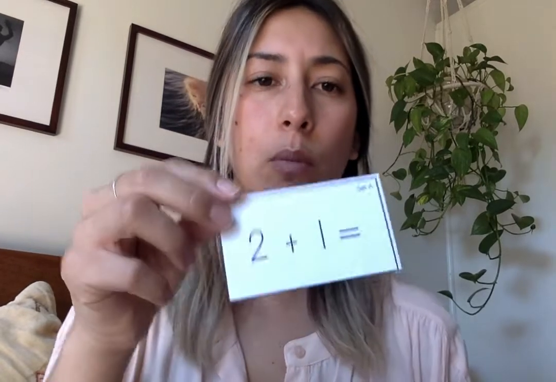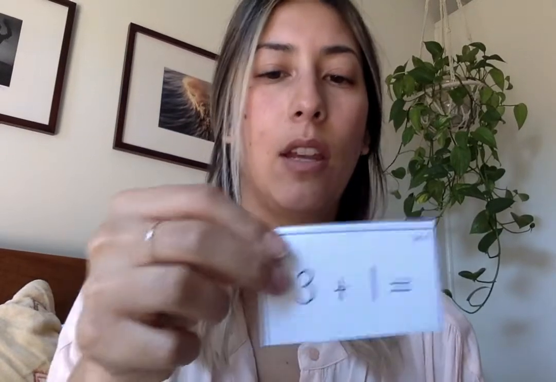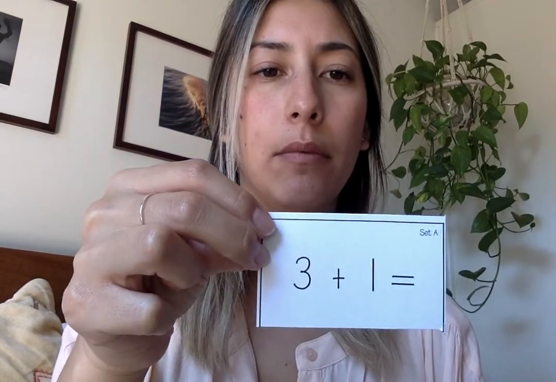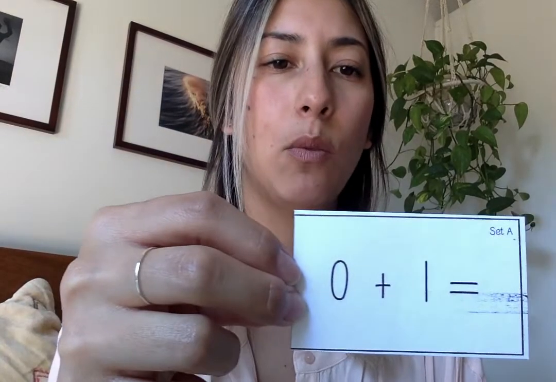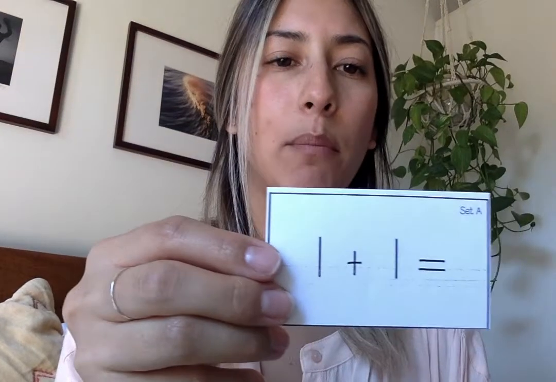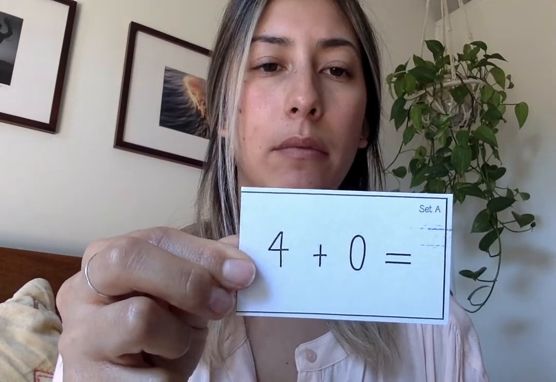Okay, next I'm going to show you some fast facts. We have 2 plus 1 equals 3. 3 plus 1 equals 4. 3 plus 0 equals 3. 0 plus 1 equals 1. 1 plus 1 equals 2. 4 plus 0 equals 4.